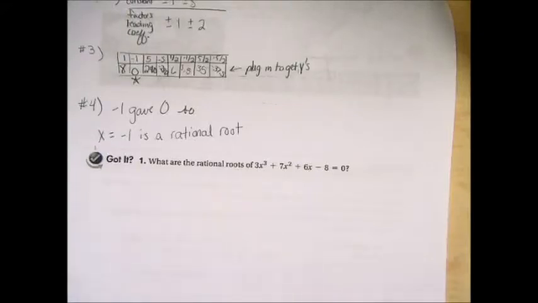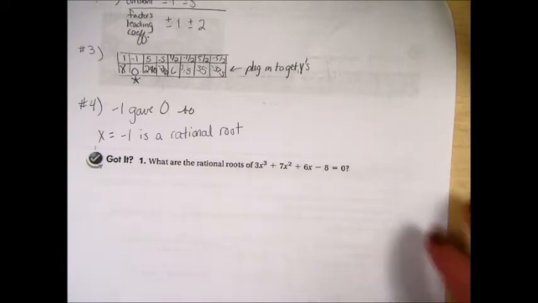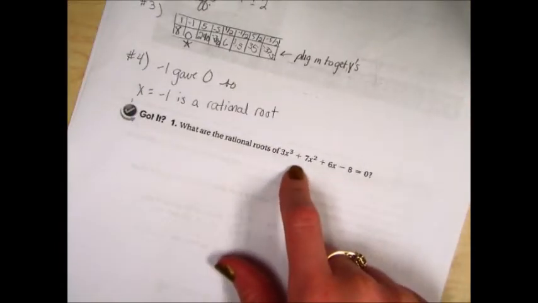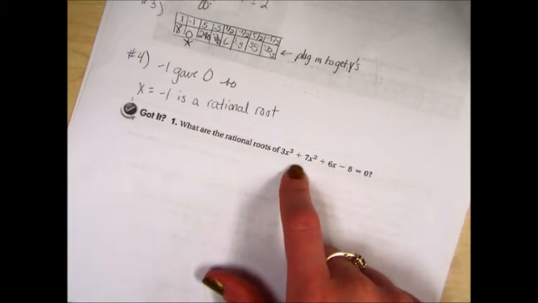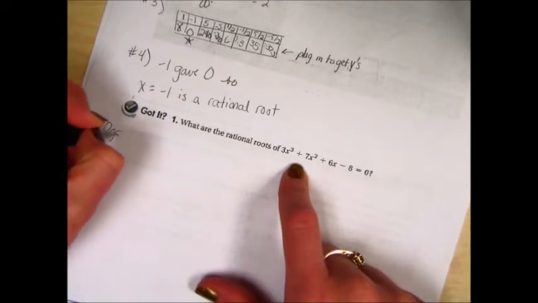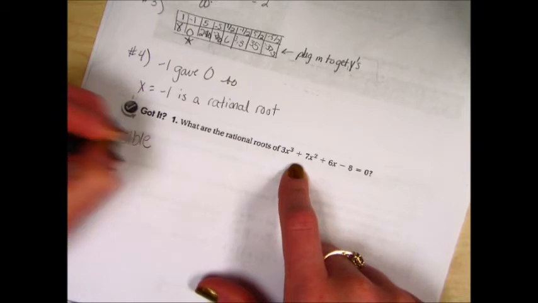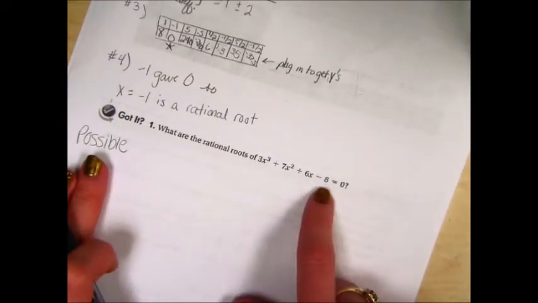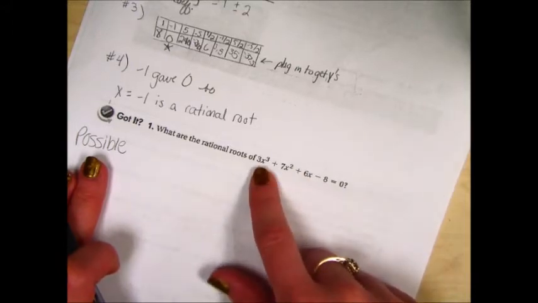Moving along in the notes on Got It number 1, we have to be able to find all the rational roots of this polynomial. So the first thing we're going to do is list all the possible roots. To list the possible roots, you use plus and minus of the factors of the constant, and plus and minus of the factors of the first.